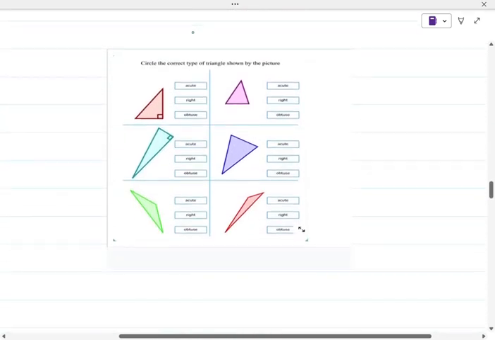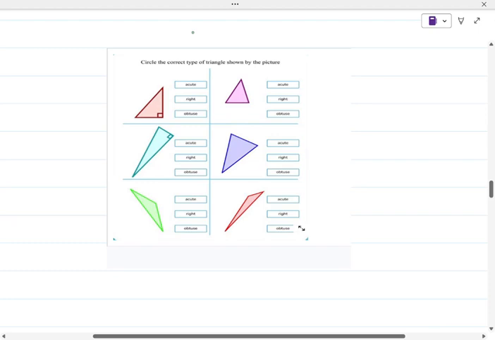Now again, let me know, what type of triangle is it? Acute, right or obtuse? Yes, it is 90 degrees, so it is the right angle triangle. Which type of triangle is it? All are less than 90 degrees. Yes, so it is an acute angle triangle. This one again has a 90-degree mark here, so it is a right angle triangle.